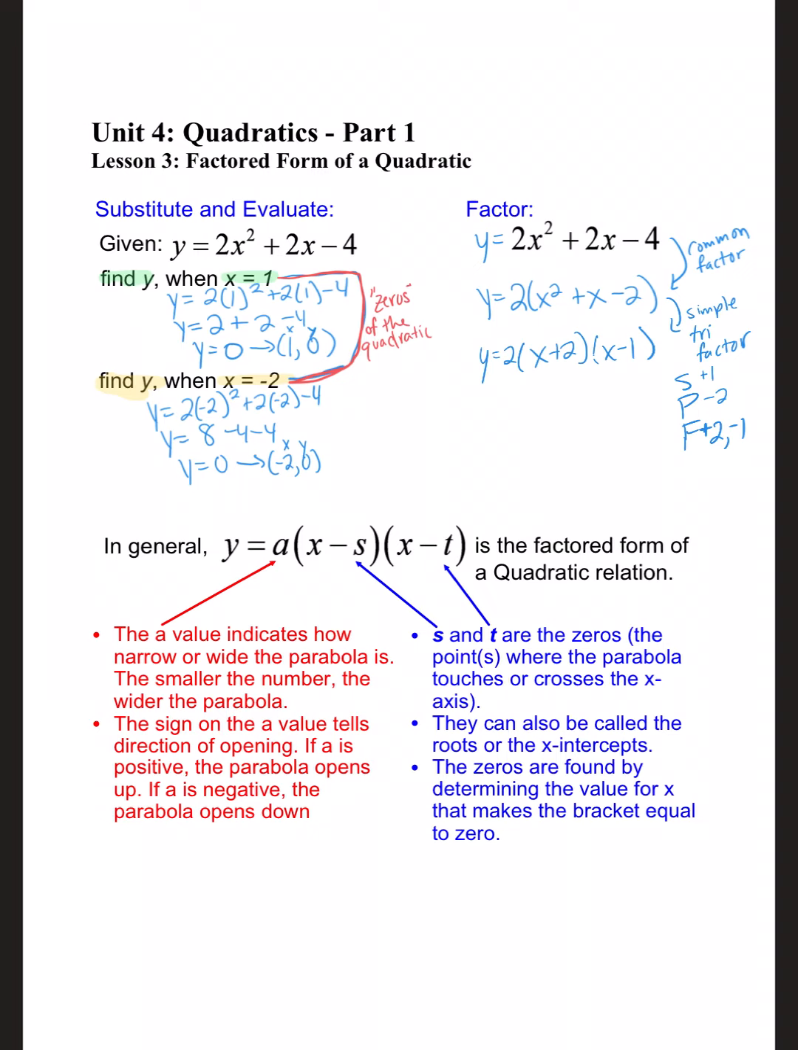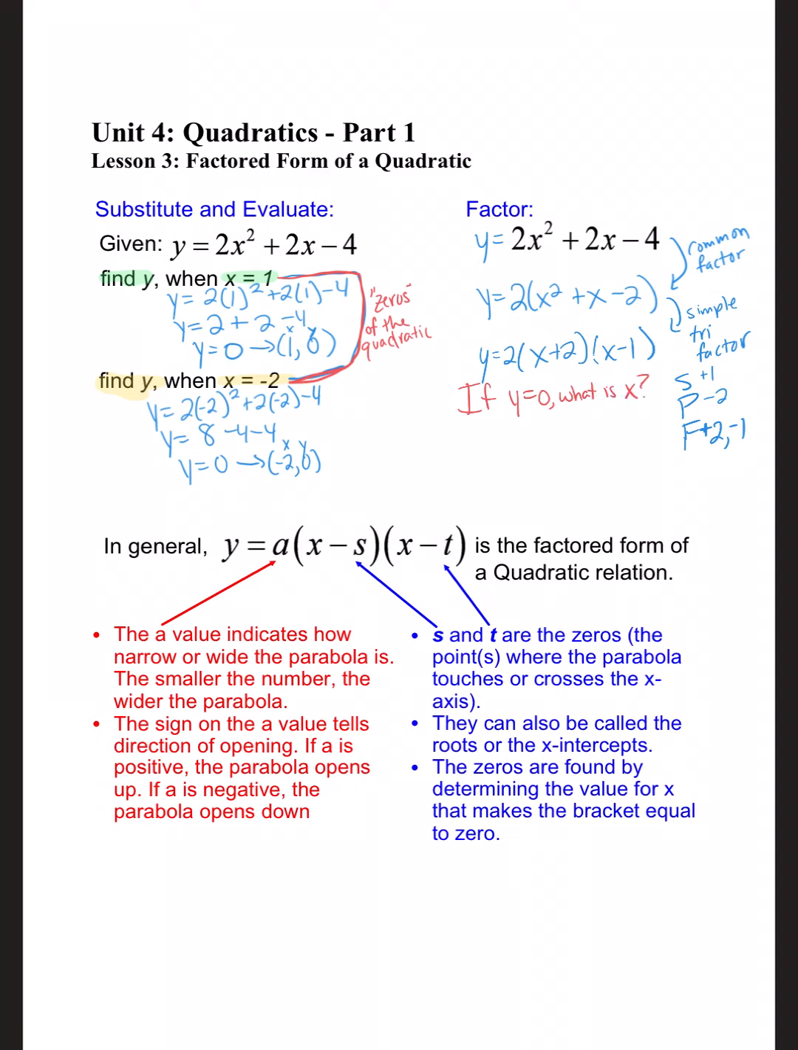Okay, so now that we're in factored form, we're trying to figure out, what are my zeros? What are my x-intercepts going to be? Well, as we said before, x-intercepts and our zeros occur when y equals 0. So the question is, if y equals 0, what is x?